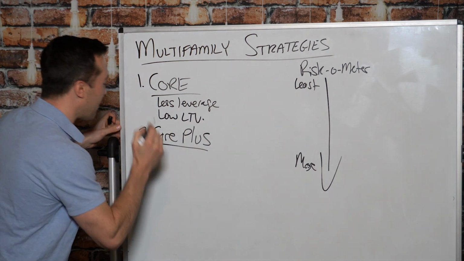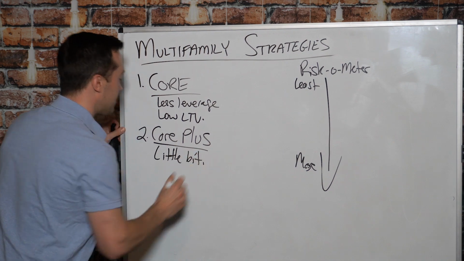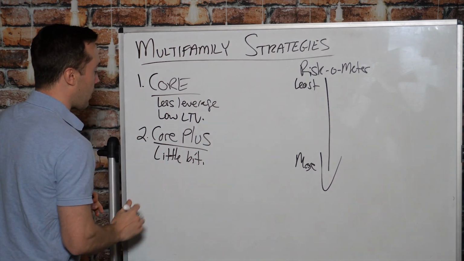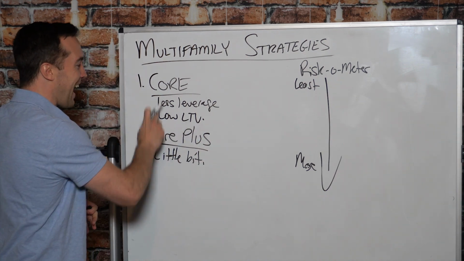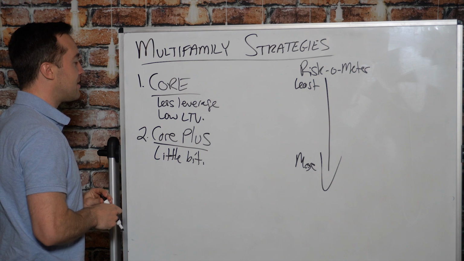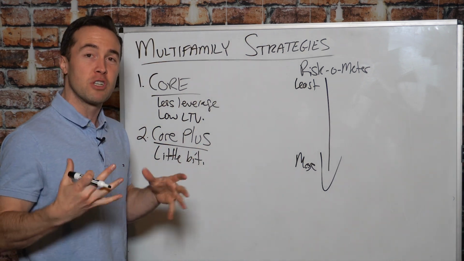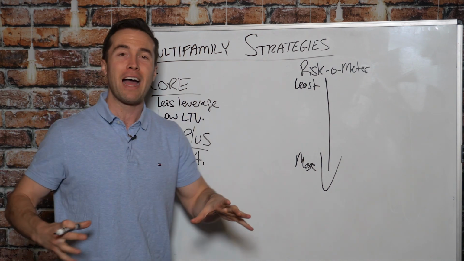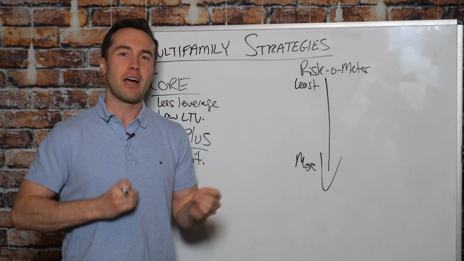With core plus, we have a little bit of work. As my son would say, just a little tiny bit. So we have a little bit of work, but we're still using lower LTVs. So not as low, not as cash intensive as the core strategy, because we're probably going to bump up our leverage a little bit because we have a little bit of touch-ups to do with core plus. But we're still buying great buildings in great locations, but we just have a little touch-up.